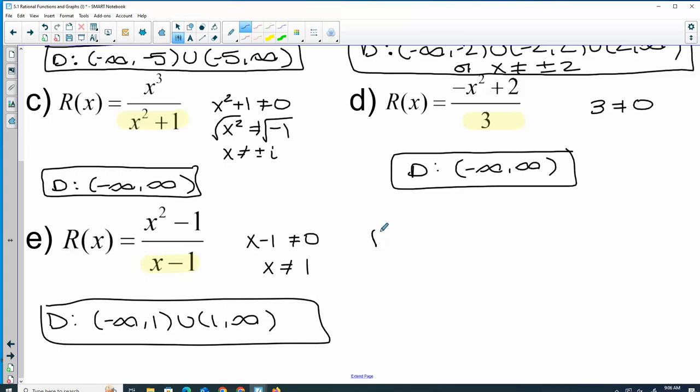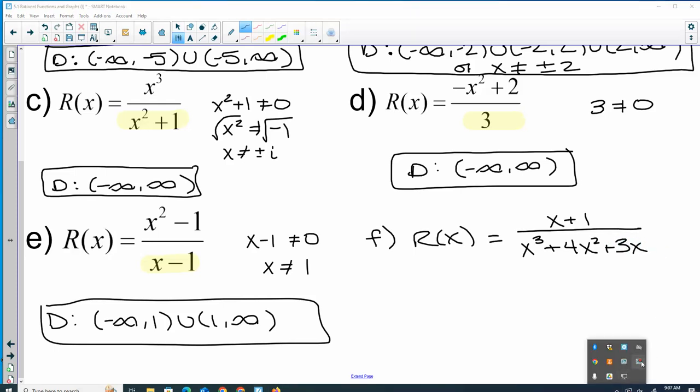I'm going to put one up here. You guys want a hard one? Okay, x plus 1 over x cubed plus 4x squared plus 3x. Your denominator can't be 0. So x cubed plus 4x squared plus 3x can't be 0.